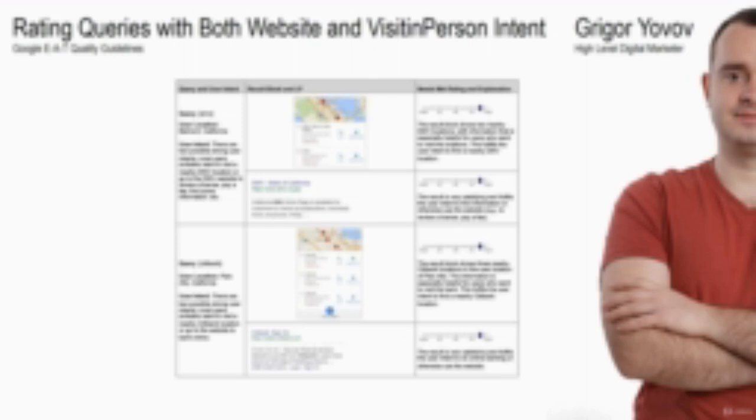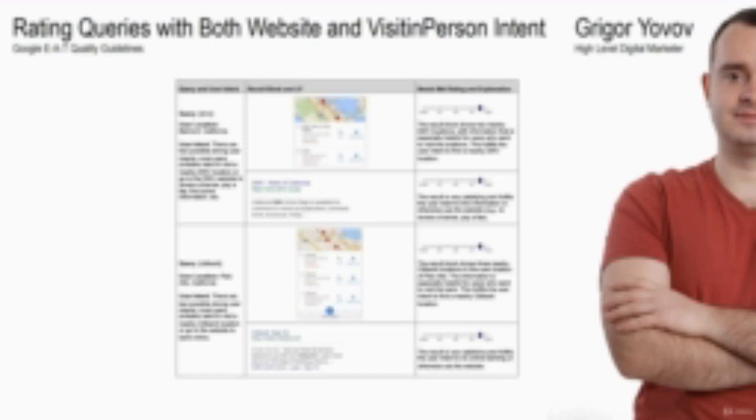The first one is a query about DMV, and the user location is Belmont, California. User intent: there are 2 possible strong user intents. Most users probably want to visit a nearby DMV location or go to the DMV website to renew a license, pay a fee, find some information, etc. And we have a fully meets rating. The result block shows 2 nearby DMV locations with information that is especially helpful for users who want to visit the location. This fulfills the user intent to find a nearby DMV location.